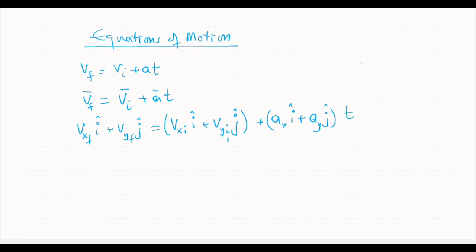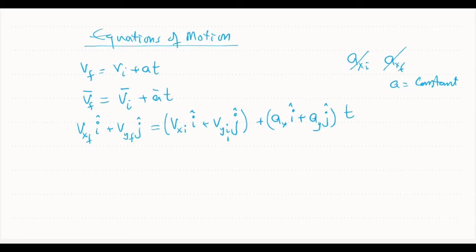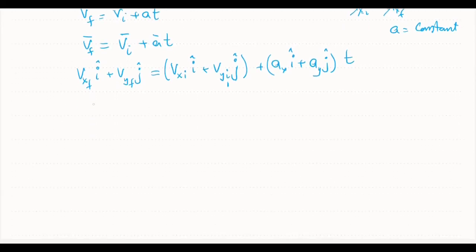And we don't have Ax initial or final, because A is constant. So we don't have the initial and final. Now this equation can be broken up into two parts. We can write Vx final, just collecting the i terms, equals Vx initial plus Ax times t. And now we collect the y terms: Vy final equals Vy initial plus Ay t.